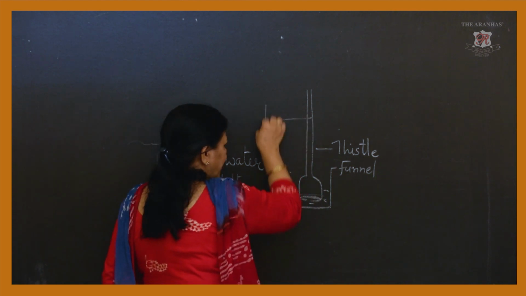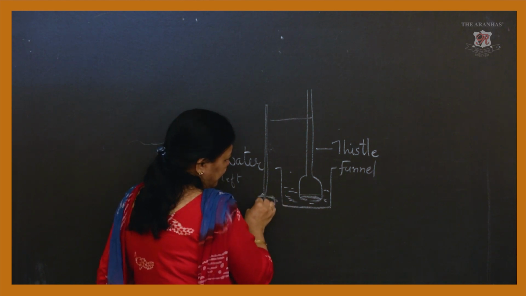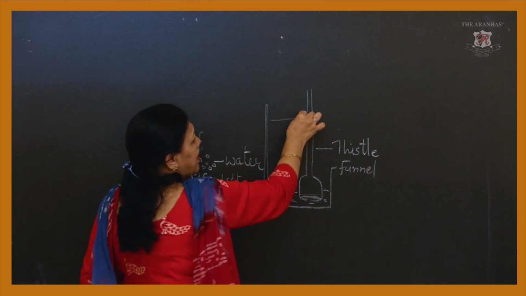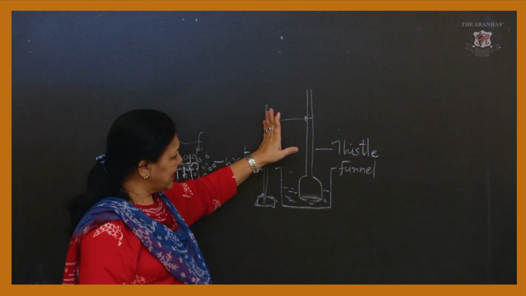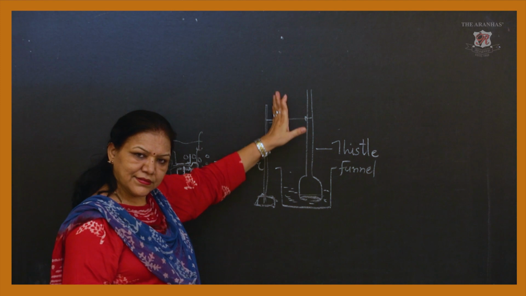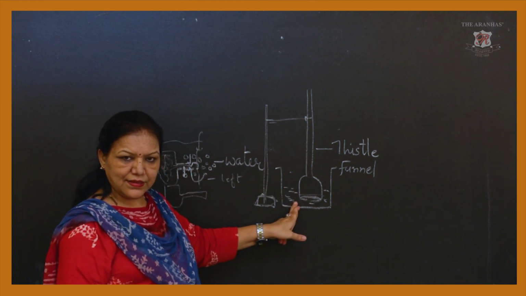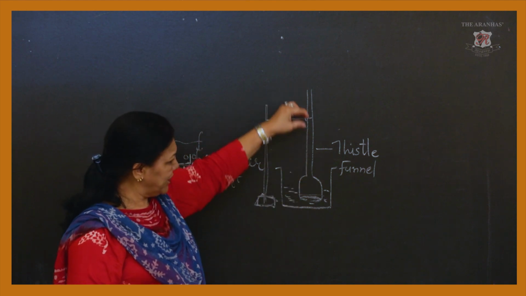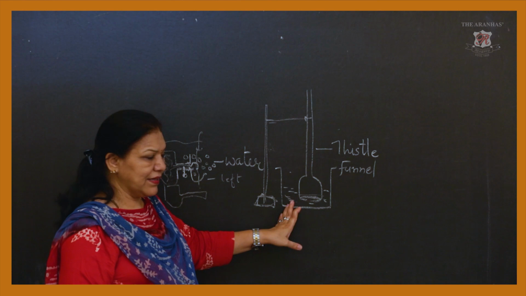Now this will be attached to the stand with a clamp. Now it is attached to the stand, so it cannot move and it is stable. Now the water is filled in the beaker. This is a glass beaker we have taken. We have inverted this thistle funnel and kept it in the beaker in this way.